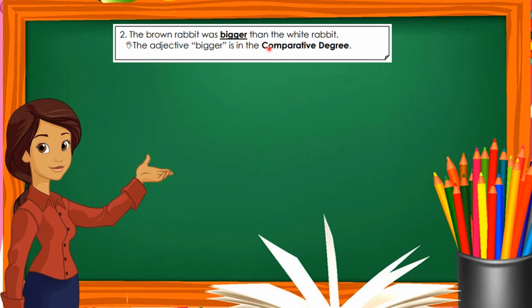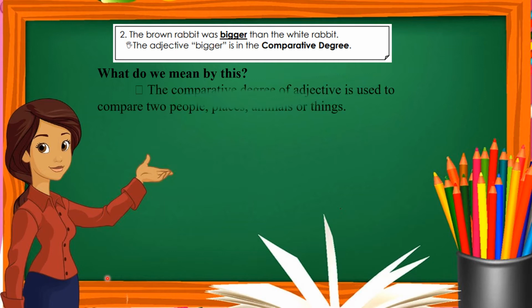Here, the second one. The brown rabbit was bigger than the white rabbit. Here, the adjective bigger is in the comparative degree. Take note. The adjective bigger is in the comparative degree in sentence number 2. Okay. What do you mean by the comparative degree? Okay. Everybody, eyes on the screen. The comparative degree of adjective is used to compare two people, places, animals, or things. Okay, take note.